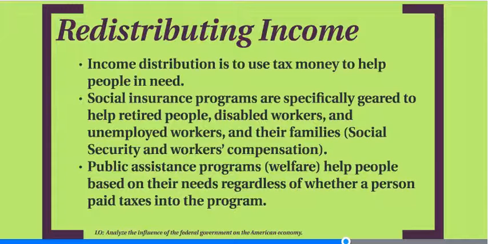Redistributing income. Income redistribution is to use tax money to help people in need. Social insurance programs are specifically geared to help retired people, disabled veterans, and unemployed workers and their families. Social Security and workers' compensation are examples. Public assistance programs, or welfare, help people based on their needs regardless of whether a person paid taxes into the program.